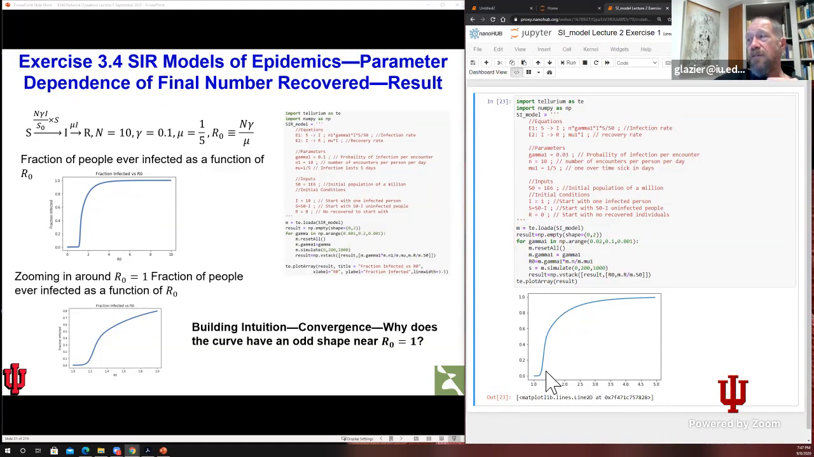And if I look at this shape, I want to ask, does it make sense? In particular, does it make sense that when R naught is very small, just above 1, the rate of increase of the fraction of people infected is 0? Let me zoom in for small values. Let me make my top value of gamma a little smaller. Does that curve make sense? Show of hands, how many people think that curve makes sense?